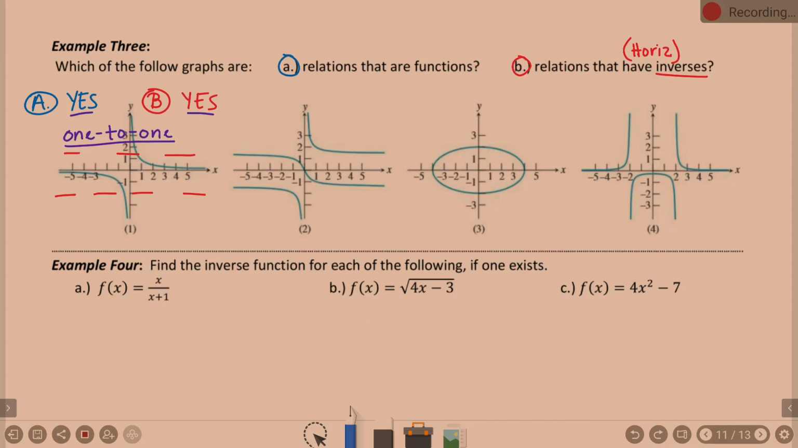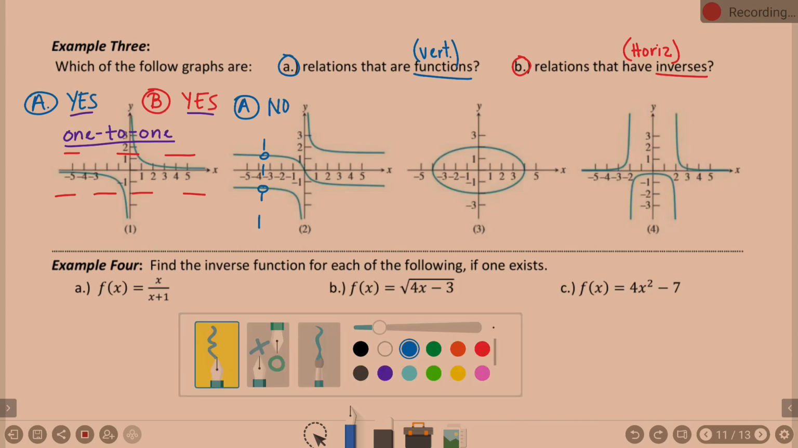Okay, ready for graph 2? A. No. Not a function, because it fails the vertical line test. There's one example of failing the vertical line test. Okay?